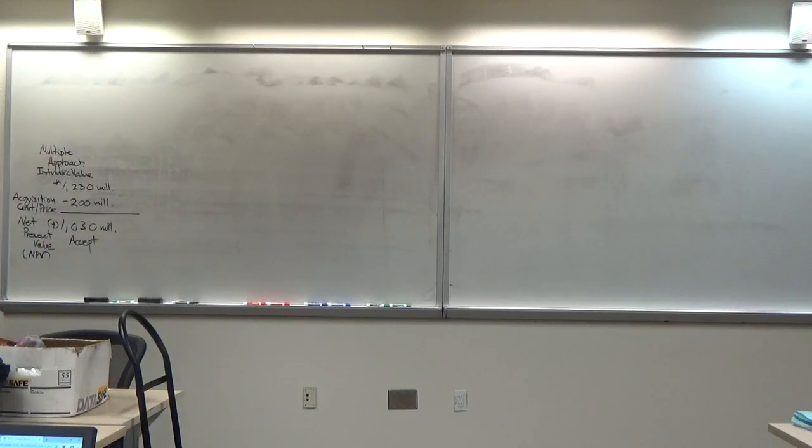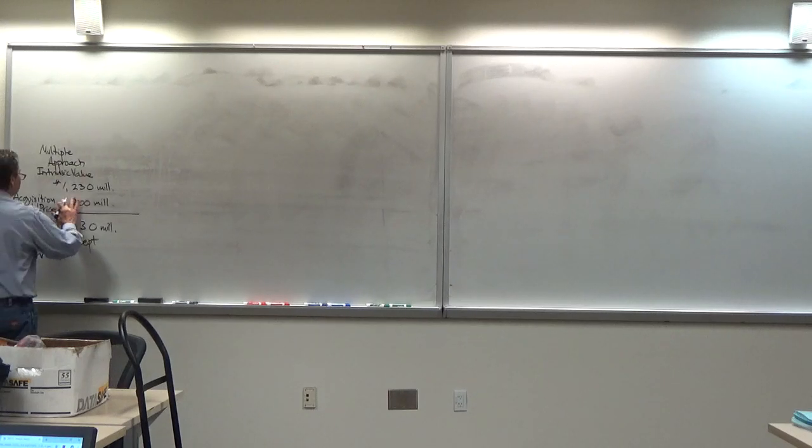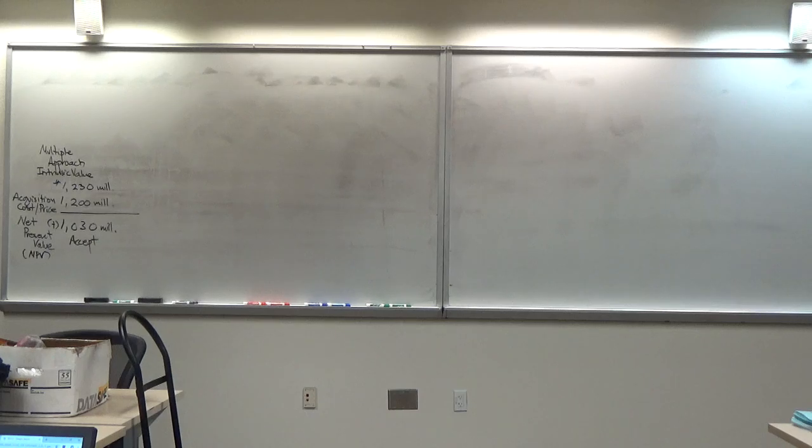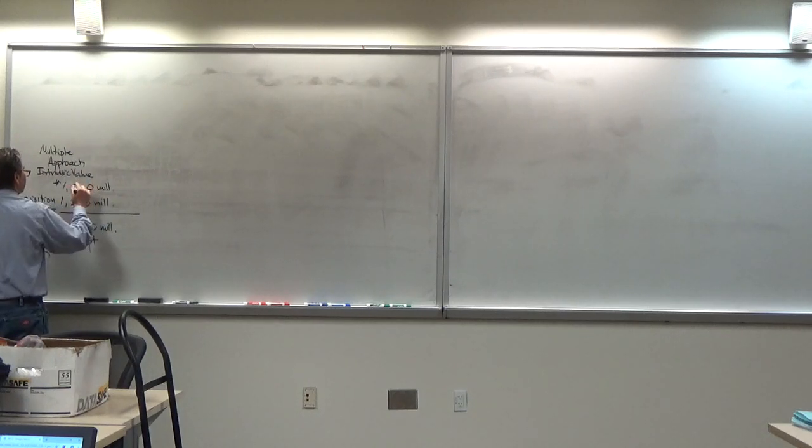Okay. What happens if the acquisition price is 1.2 billion? Then what's my net present value? 30. Okay. Actually, I want to do this a different way. Let's do this.